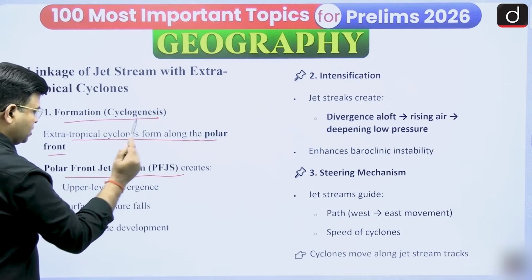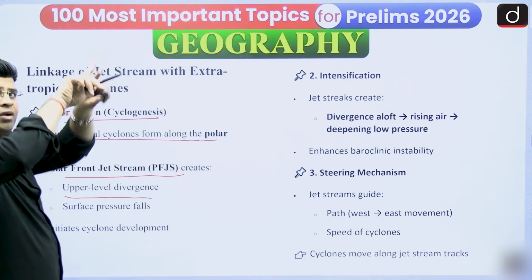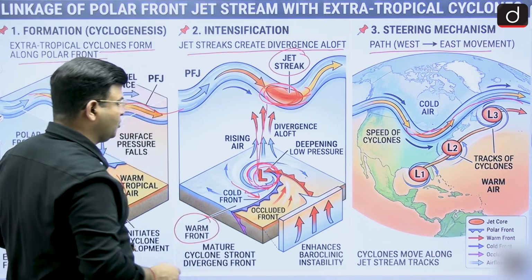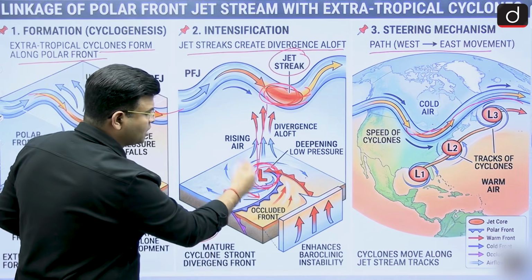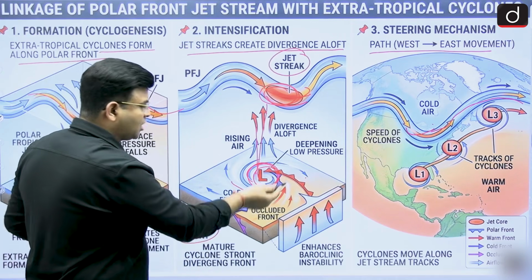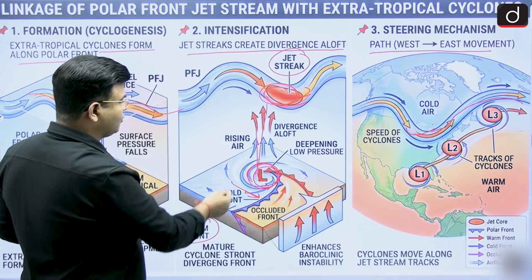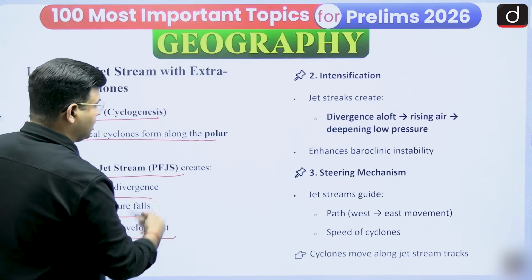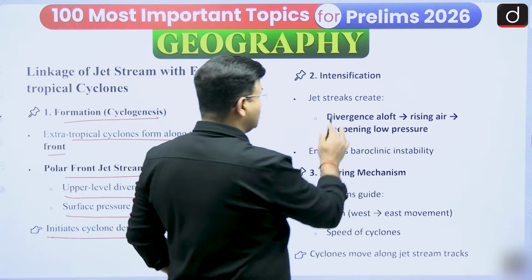Extratropical cyclones form along the polar front. Why do polar front jet streams create them? Upper level divergence is faster, and surface pressure falls. Here you can see that the surface pressure is falling. When air moves upward, surface air is also dragged more and the pressure falls. Then this initiates cyclone development.